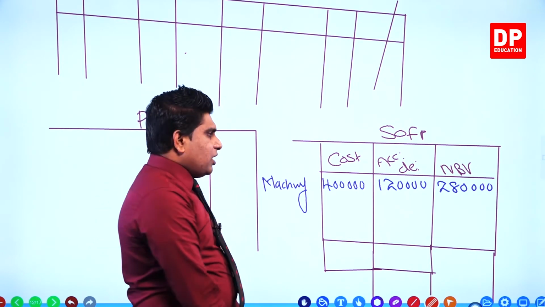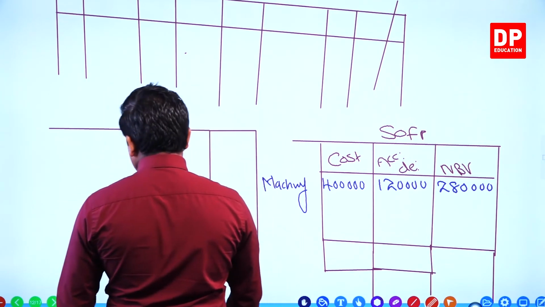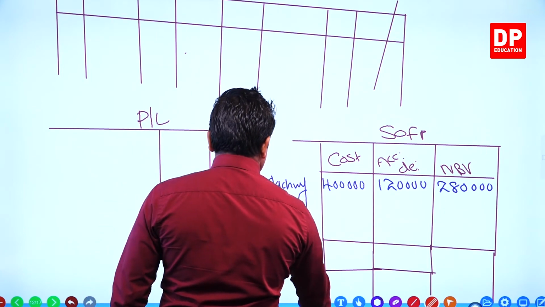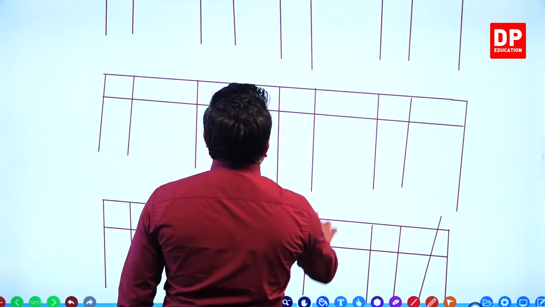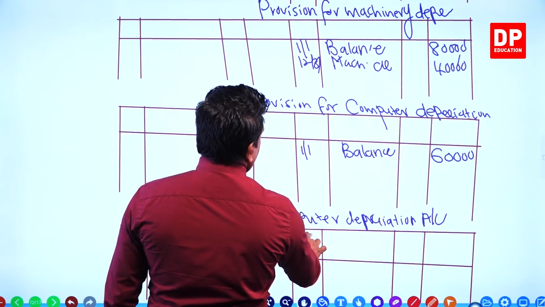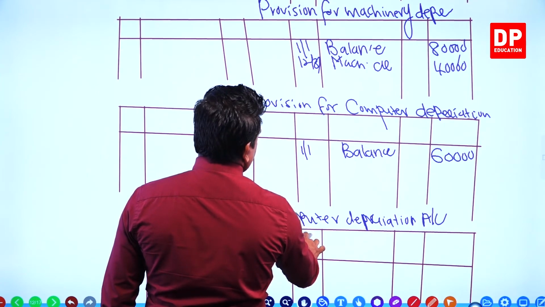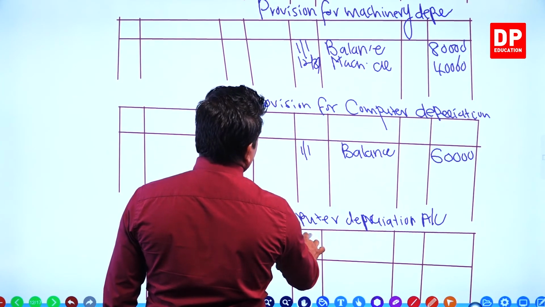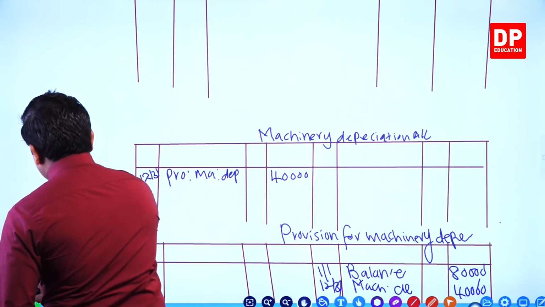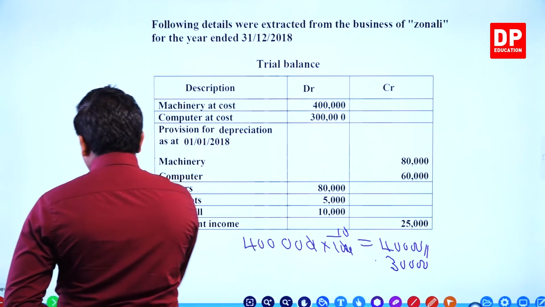Now you go to the next one. It is the computer depreciation part, right? Computer depreciation we calculated before. How much? 30,000. Annual depreciation 30,000. If you want to see it, I can go to the previous slide. I calculated here 30,000, right? This is the amount to be recorded.